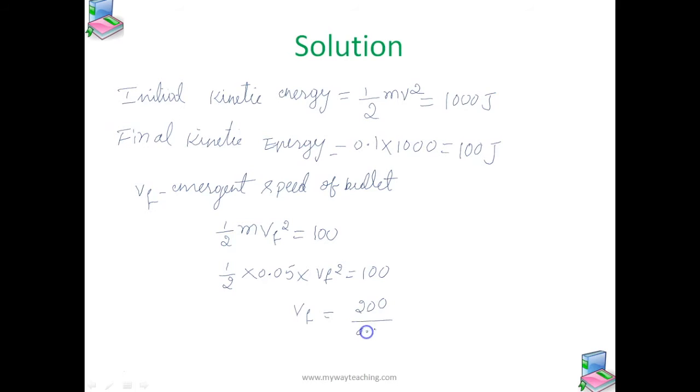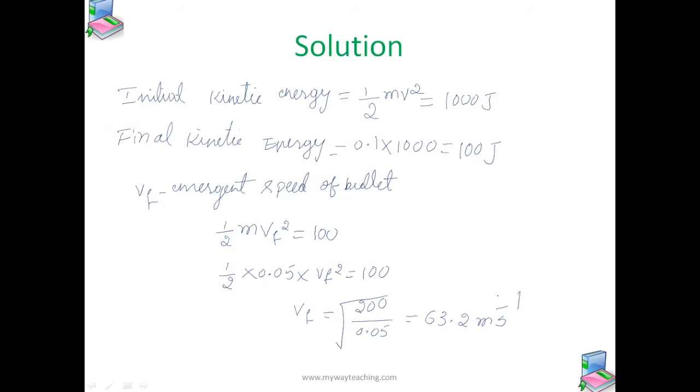So vf is equal to the square root of 200 divided by 0.05. So that value is given by 63.2 meters per second. So the speed is reduced by approximately 68% but not 90%. Okay?